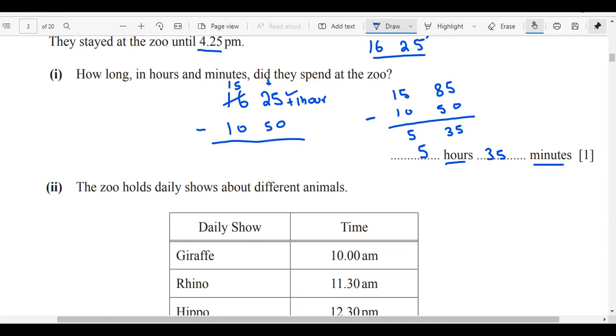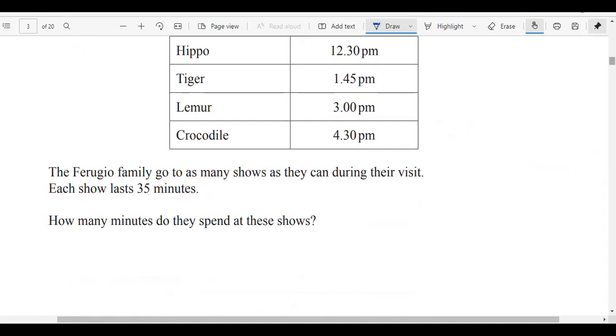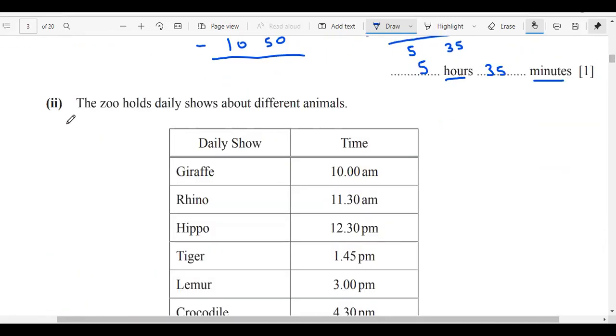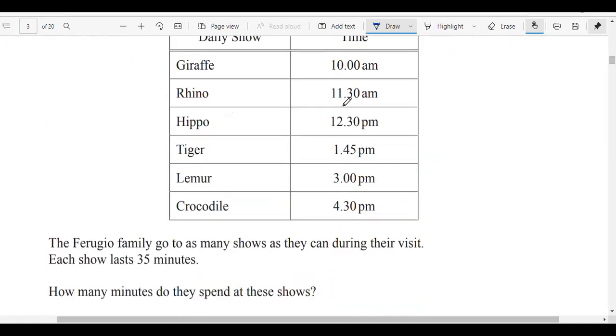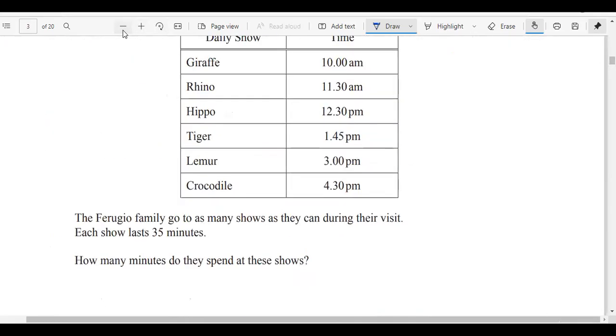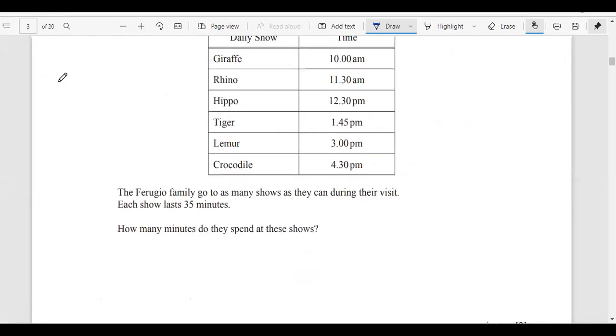All right, okay. Let's talk about the second part. The zoo holds daily shows about different animals, and these are the show timings. Okay, right. The Fergio family go to as many shows as they can during their visit. Each show lasts 35 minutes. How many minutes do they spend at these shows?